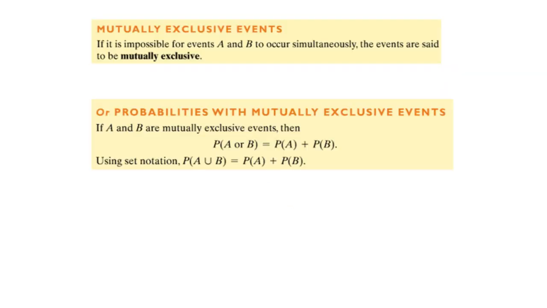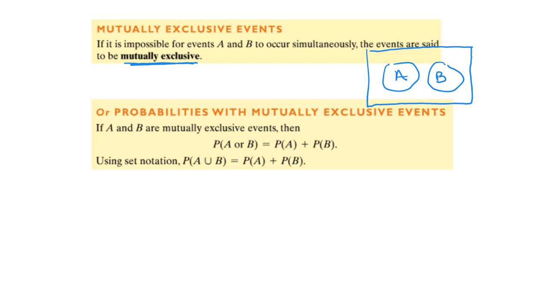All right, let's talk about mutually exclusive events. It says, if it is impossible for events A and B to occur simultaneously, the events are said to be mutually exclusive. Events A and B, impossible to occur simultaneously. So if you're looking at a Venn diagram, here is my event A, here is my event B, contained in my universal set, of course, and there's no overlapping. A and B cannot occur at the same time because they're not touching or crossing. Therefore, they are considered mutually exclusive.